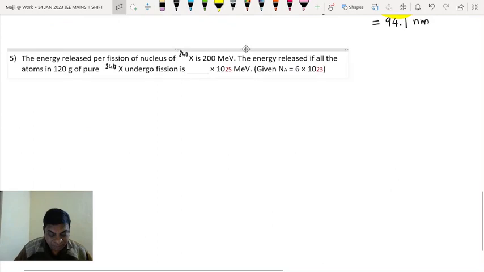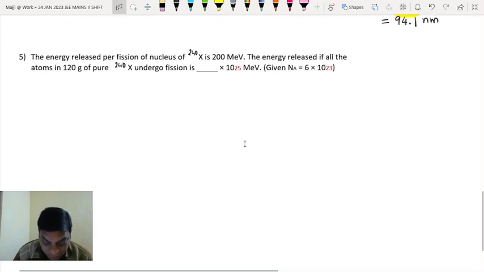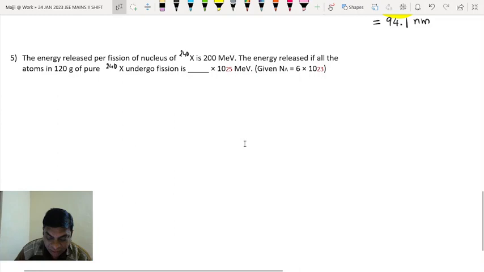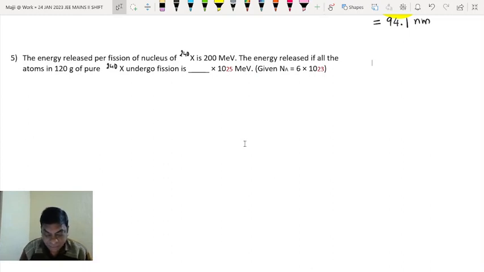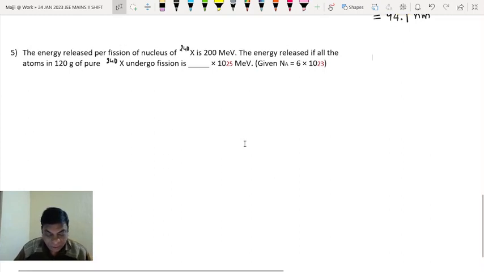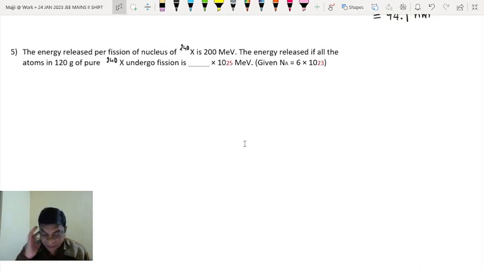That is the fifth one. The energy released per fission of a nucleus X is 200 million electron volt. So the energy released if all the atoms in 120 gram of pure X undergo fission. Here you see students, the powers of 10 have been expressed in red color. Because of some technical problem, I'm not able to express it as a power. So basically, the subscript in red is actually the power of 10.